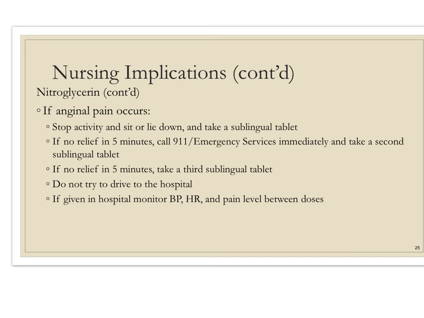Additionally, if someone is having an acute episode of angina, then our short acting would be to give sublingual. So we tell our patients, stop the activity, sit or lie down, take a sublingual nitro, and if in 5 minutes there's no relief, you call 911, and you can take a second one. If no relief in 5 minutes, you can take a third sublingual. Don't try and drive yourself to the hospital. Now, if we're in the hospital giving these 3 sublingual nitros, in between we're making sure that we monitor the patient's blood pressure, heart rate, and pain levels.